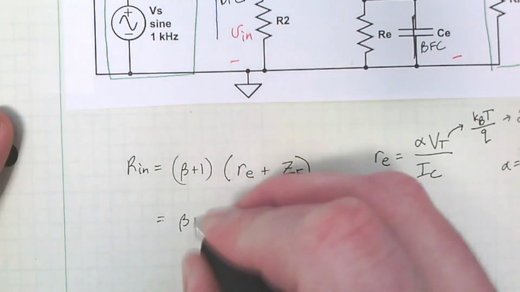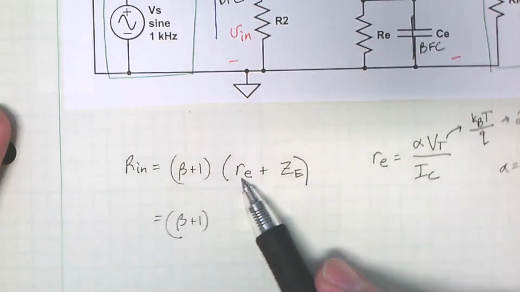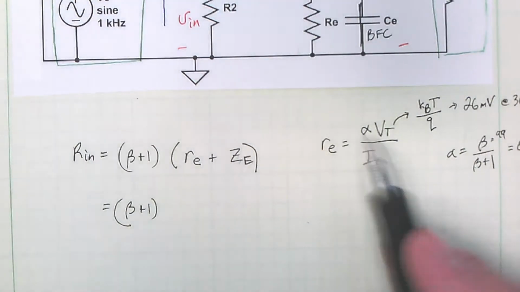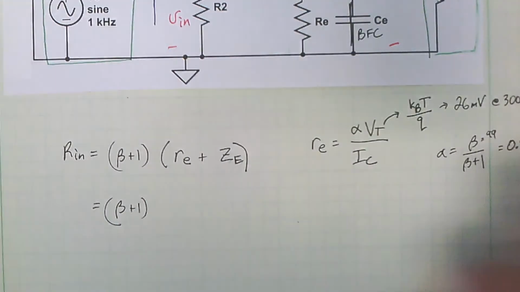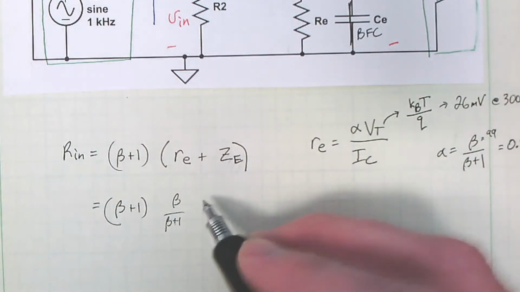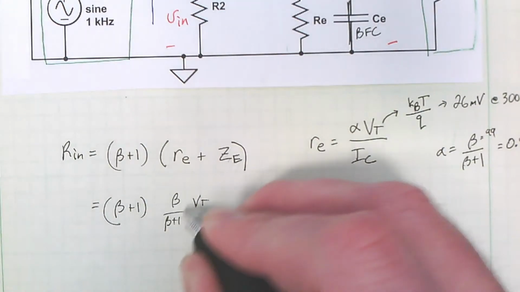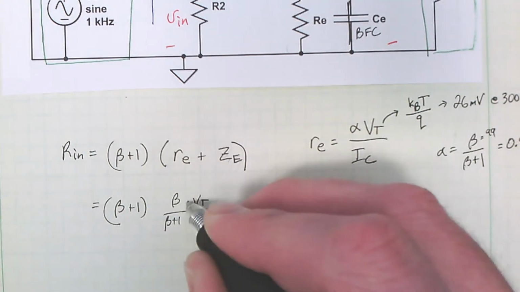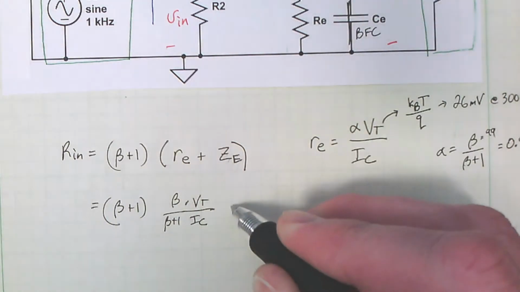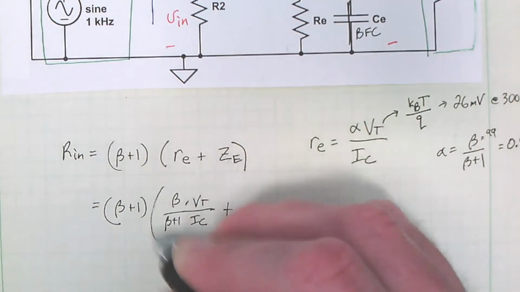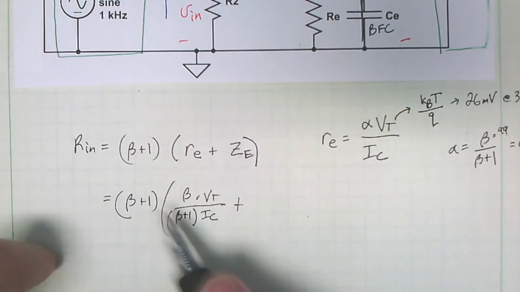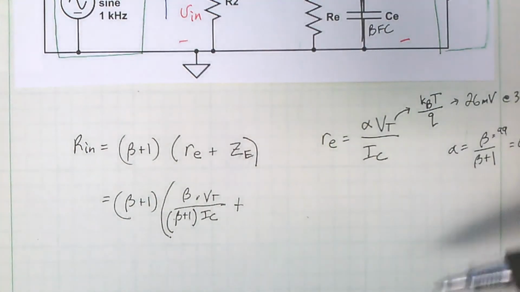So remember, this is beta plus 1. Re is alpha VT over IC. That's nice. So that's alpha, which is beta over beta plus 1. So I'm going to say beta over beta plus 1 times VT over IC. Okay. And then ZE. What is ZE? I hope you see that this beta plus 1 and this beta plus 1 are going to cancel out. So bring it inside. And that's the idea.